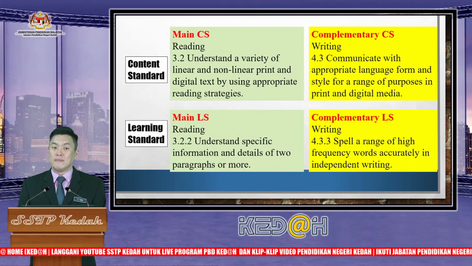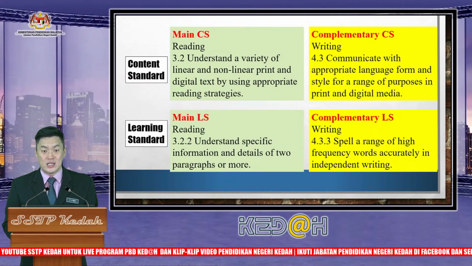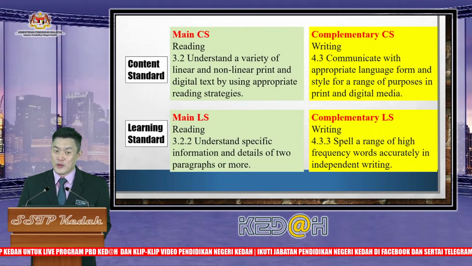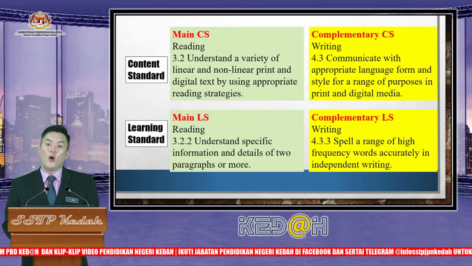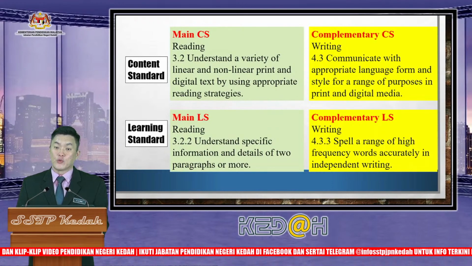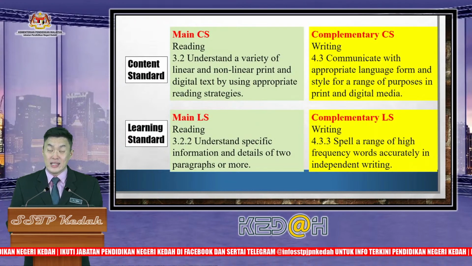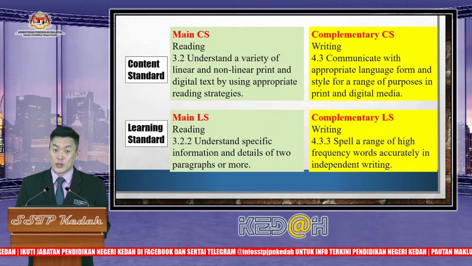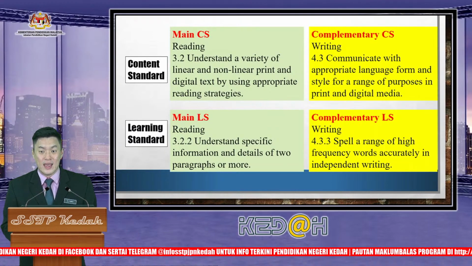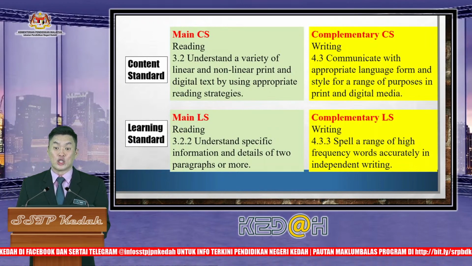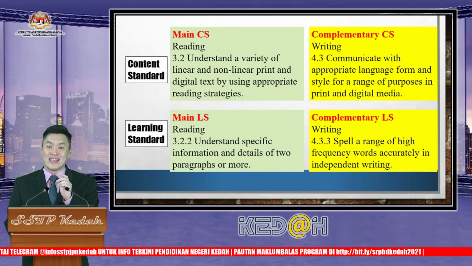Okay, for this lesson, my main content standard would be 3.2, understand a variety of linear and non-linear print and digital text by using appropriate reading strategies. My complementary content standard is actually writing, 4.3, communicate with appropriate language form and style for a range of purposes in print and digital media. For my learning standard, the main learning standard is 3.2.2, understand specific information and details of 2 paragraphs or more. And for my complementary learning standard, it's actually 4.3.3, spell a range of high-frequency words accurately in independent writing.